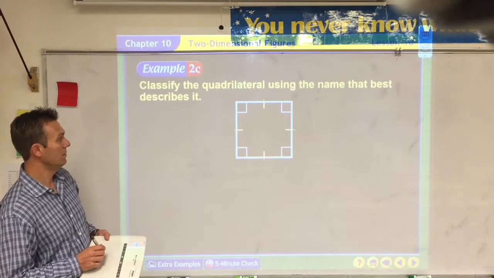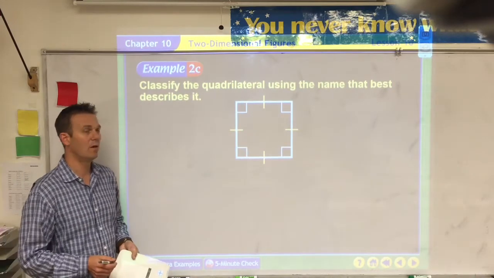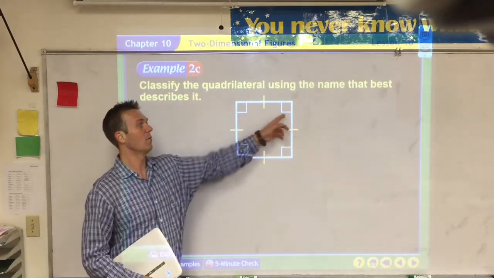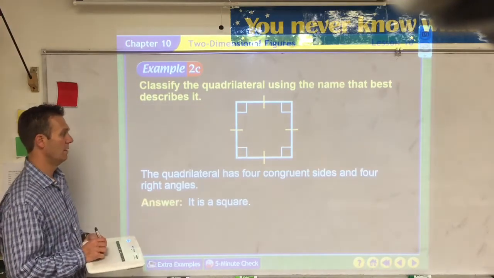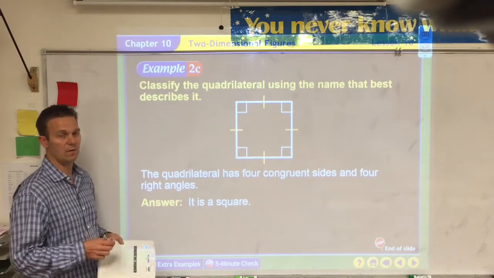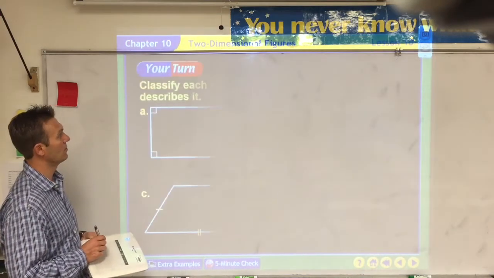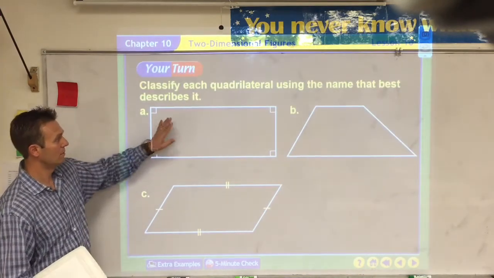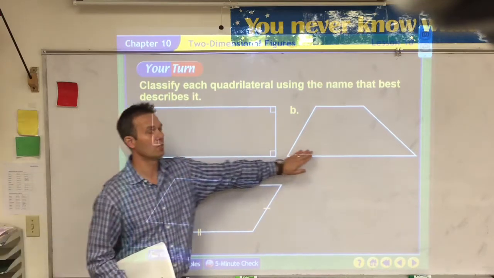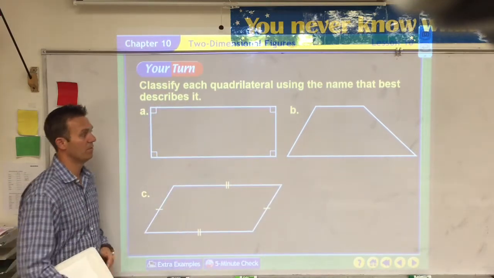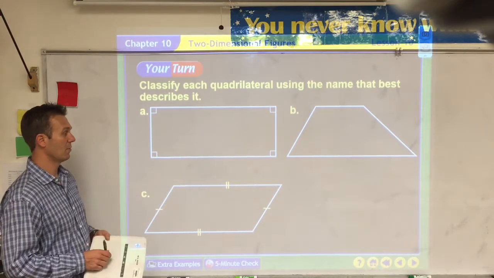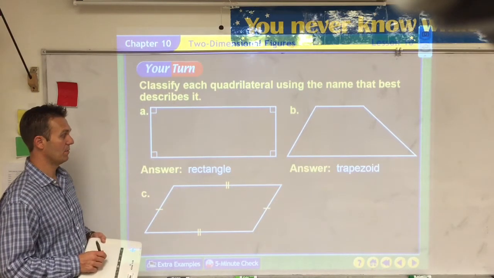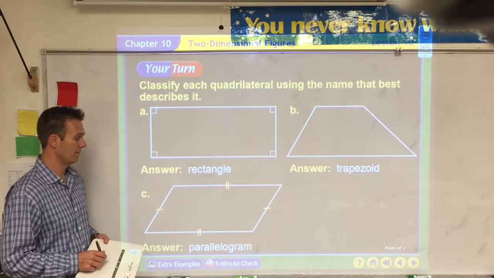The next one looks like this. And I think we all know that something that has 4 right angles and 4 equal sides is going to be a square. So obviously you should know what a square is. That's a quadrilateral. Here are some more. Draw this one out. This one should look familiar. You should know that that's a rectangle, a trapezoid, and a parallelogram.